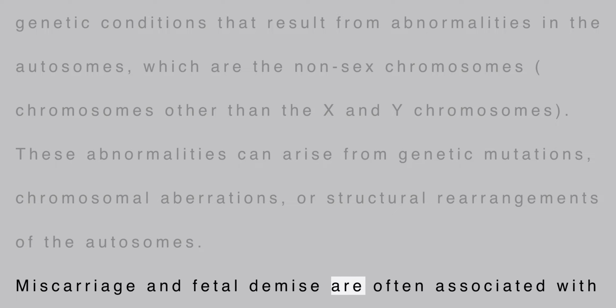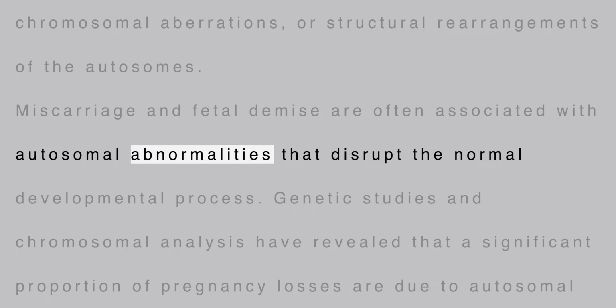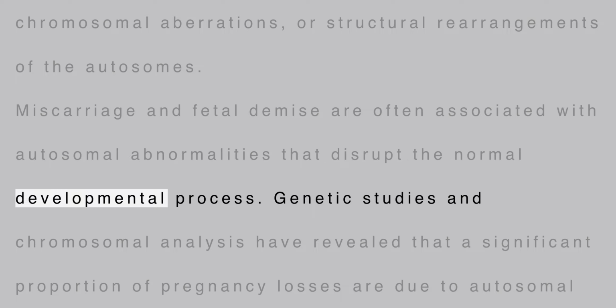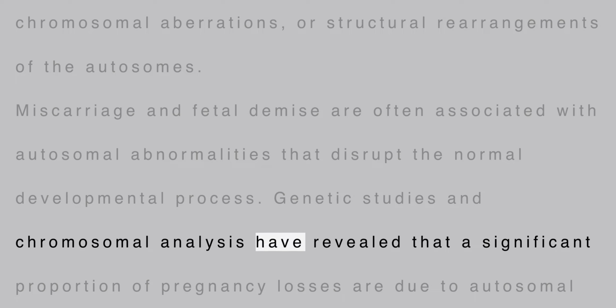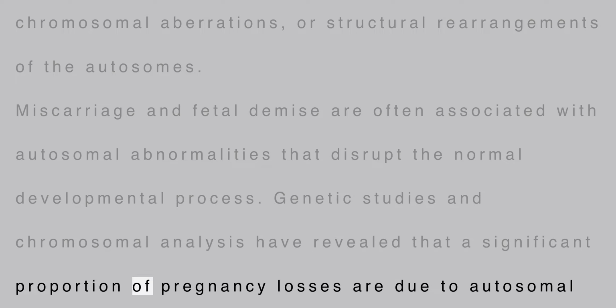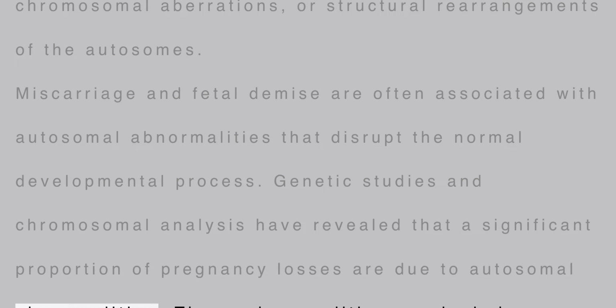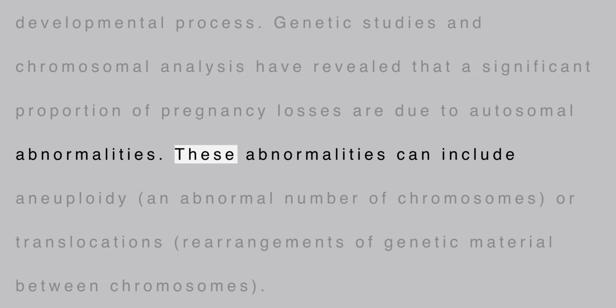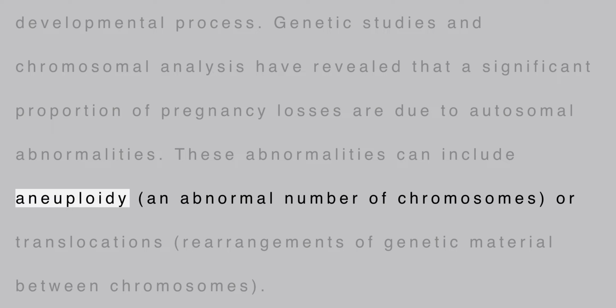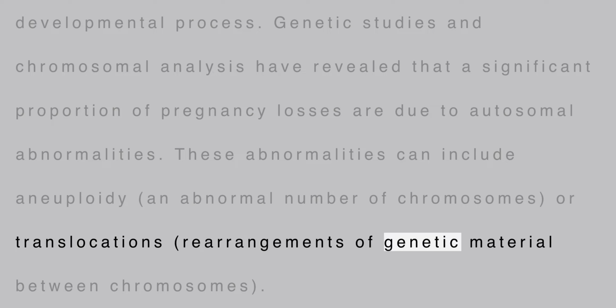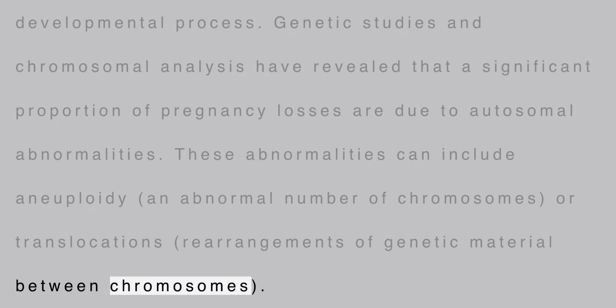Miscarriage and fetal demise are often associated with autosomal abnormalities that disrupt the normal developmental process. Genetic studies and chromosomal analysis have revealed that a significant proportion of pregnancy losses are due to autosomal abnormalities. These abnormalities can include aneuploidy, an abnormal number of chromosomes, or translocations, rearrangements of genetic material between chromosomes.